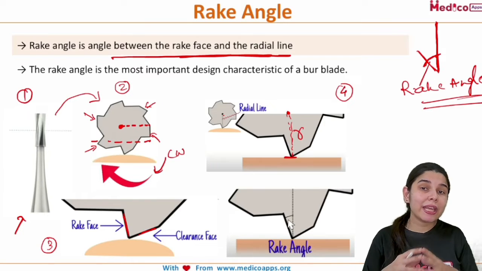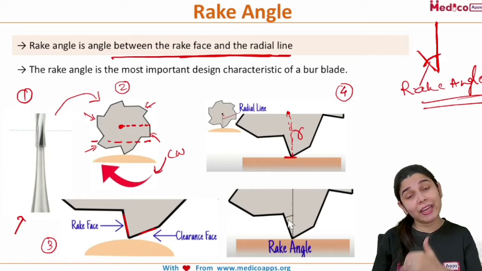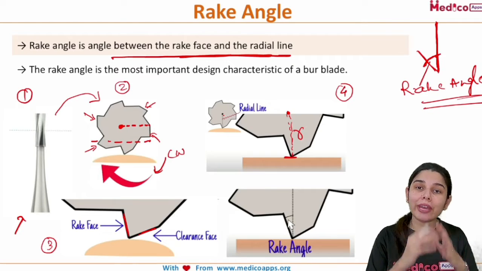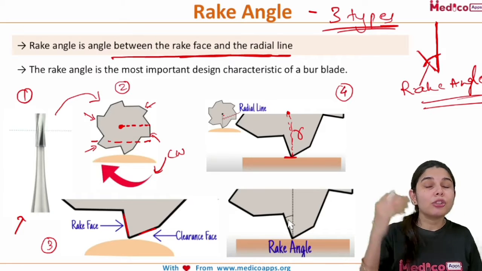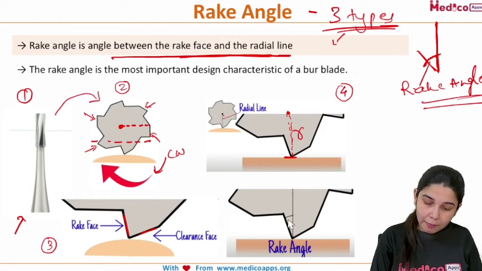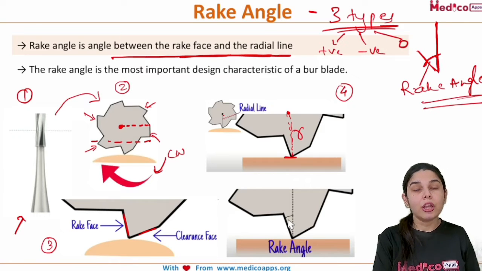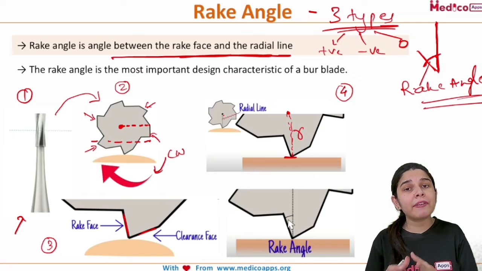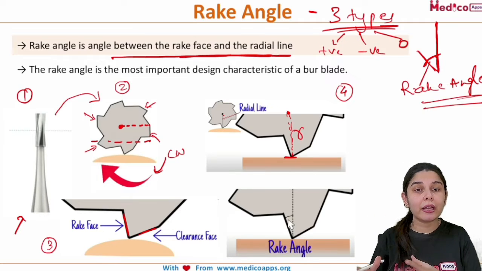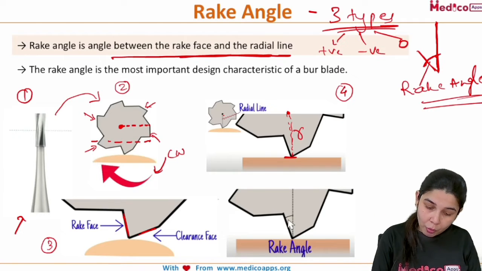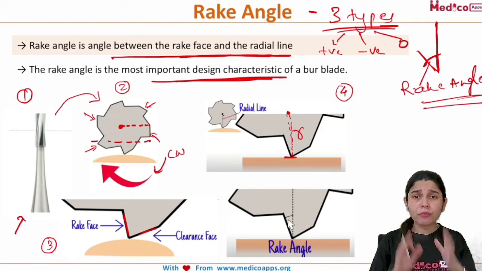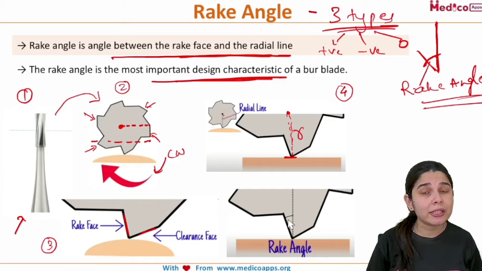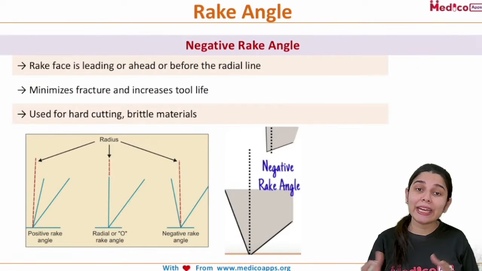Now, why I am saying this is hidden behind the fact that the rake angles are of three types. Okay, now what are these three types? So the three types of rake angles are positive rake angle, the negative rake angle, and zero rake angle. So the importance and significance of these three types of rake angle makes the rake angle the most important characteristic design of the burr blade.